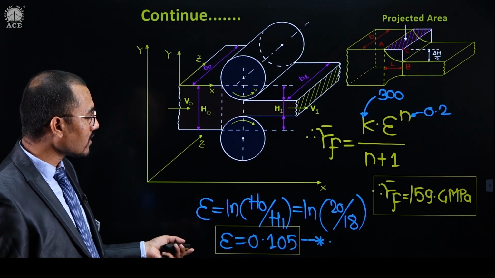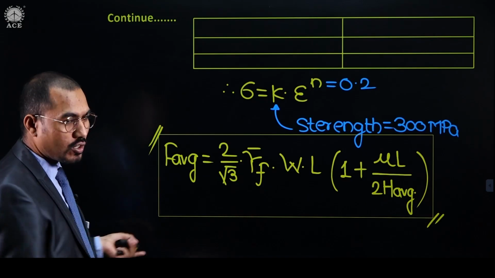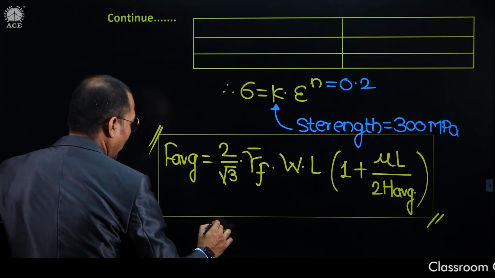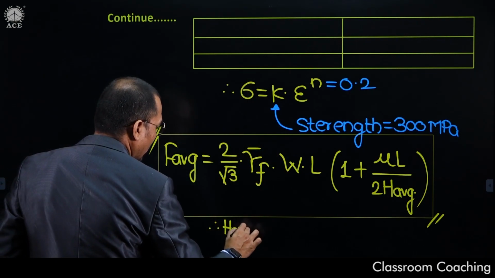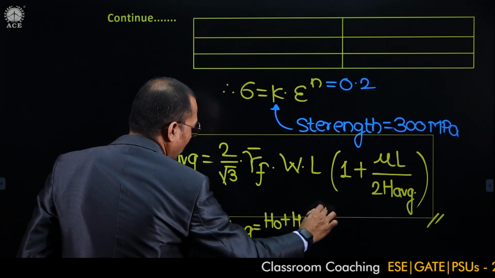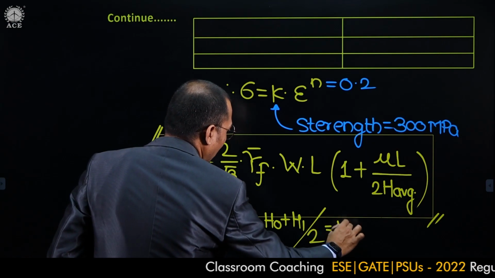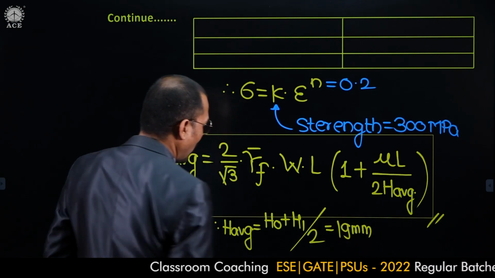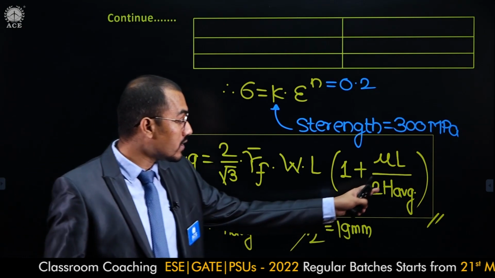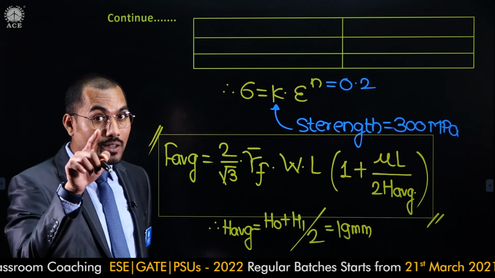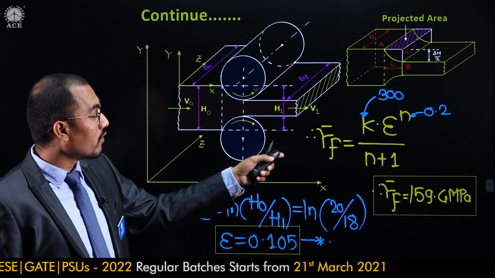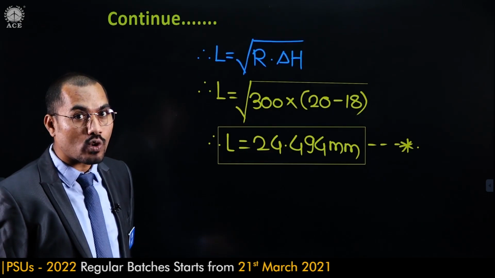Now, sir, the rest of the task is to put the values into whichever formula you have written. H average, what is H average? H average is exactly equal to original thickness plus final thickness H1 divided by 2, which is 19 millimeter, because original is 20, H1 is 18, and the average is 19. So you put 19 there. Mu, the friction value, is given as 0.1. L stands for length of deformation zone, the approximate length we have just calculated, 24.494.